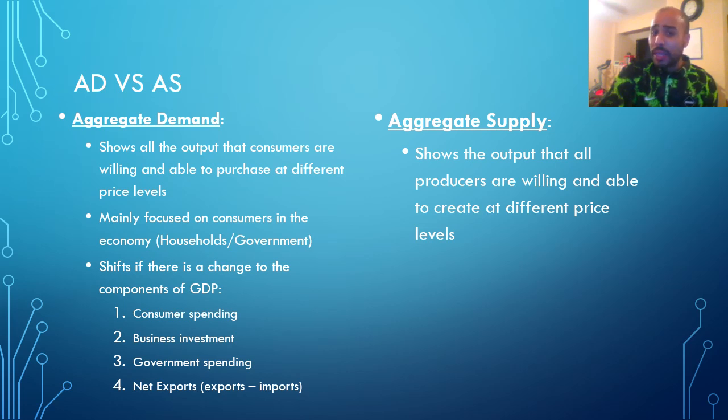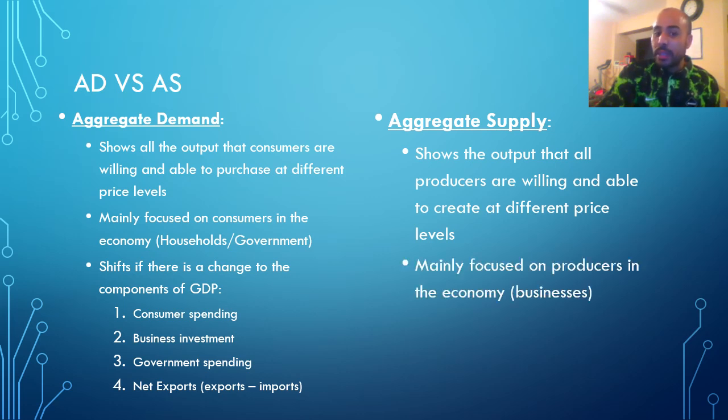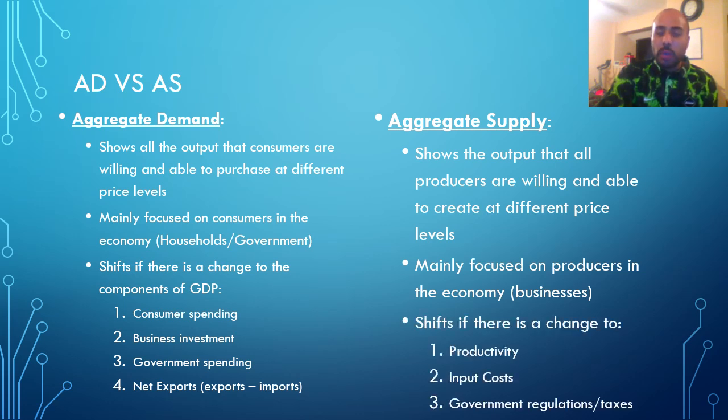Now, aggregate supply is different. As we said, aggregate supply shows the output that producers are willing and able to create at different prices. Now, this is mainly focused on producers. When we talk about aggregate supply, we're talking about businesses. So remember that the only things that shift our aggregate supply would be changes to business productivity. Remember how much output you get from each input. That's what we mean by productivity.